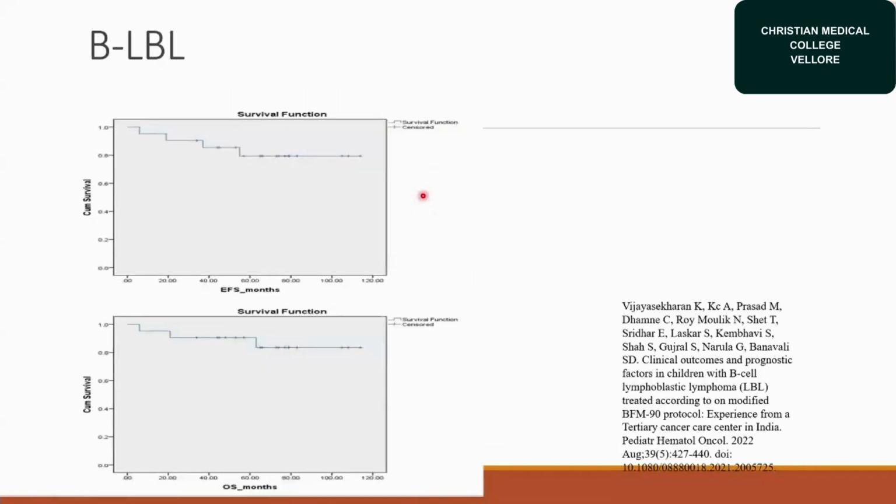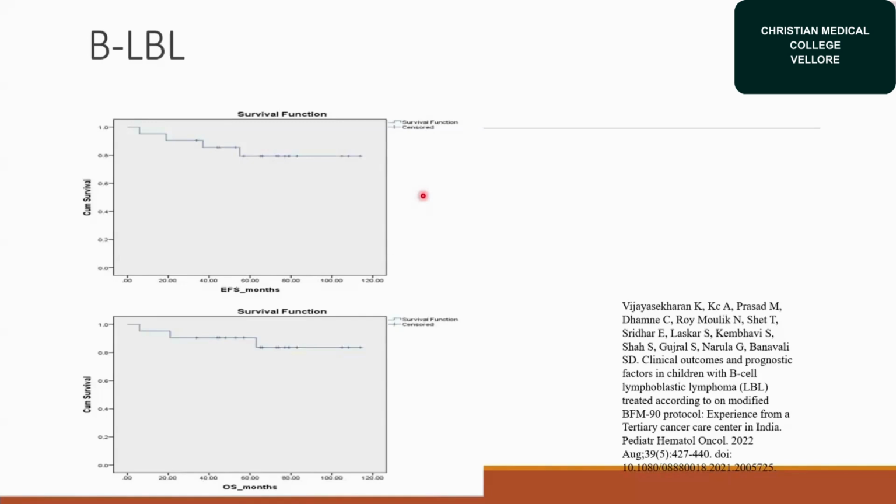BLBL, or B lymphoblastic lymphoma, has actually got better outcomes than T, but BLBL usually has more propensity to present with renal involvement as compared to TLBL. TLBL has this propensity to present with mediastinal masses, pericardial effusion, etc.